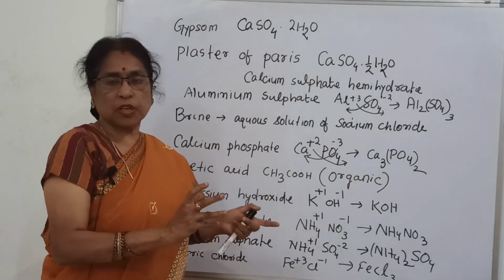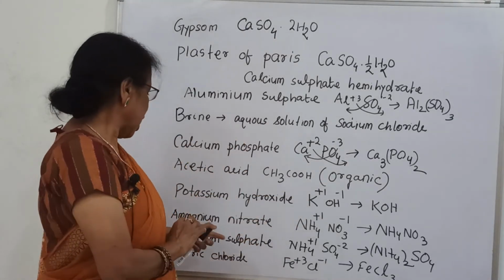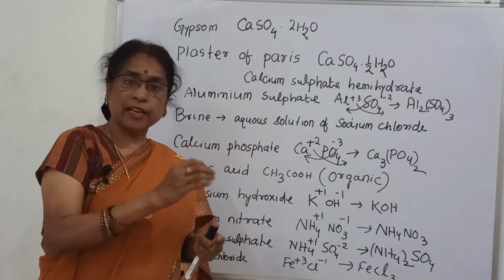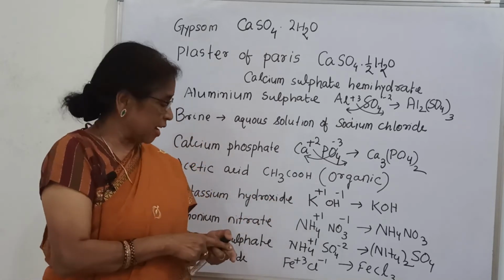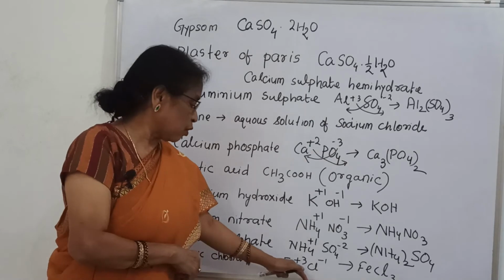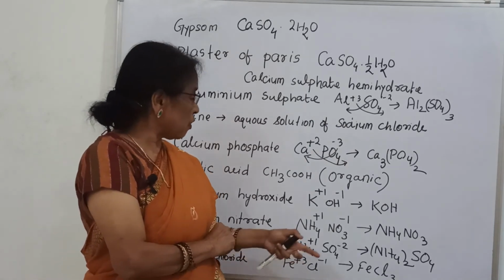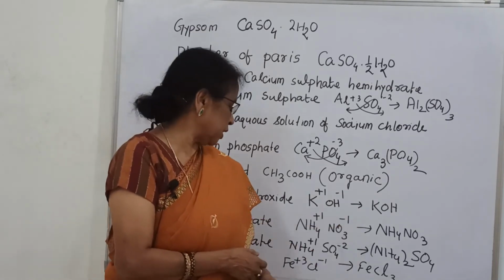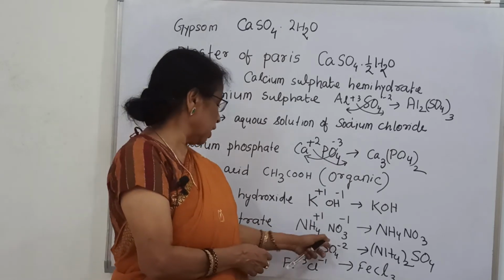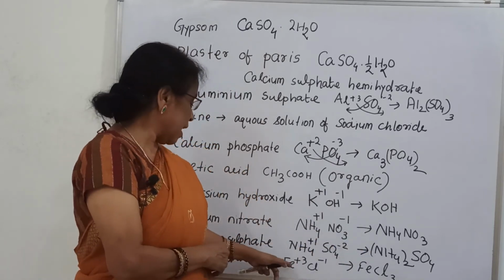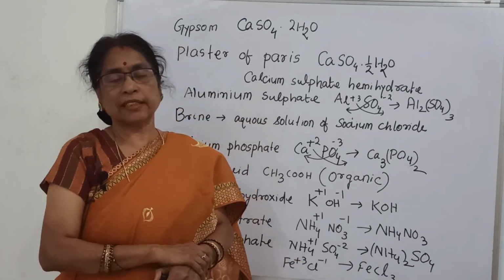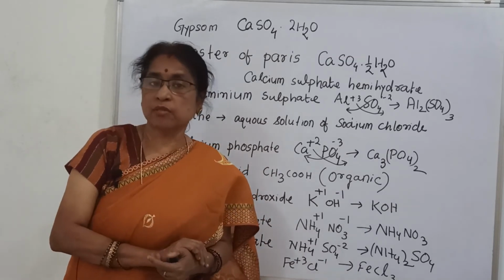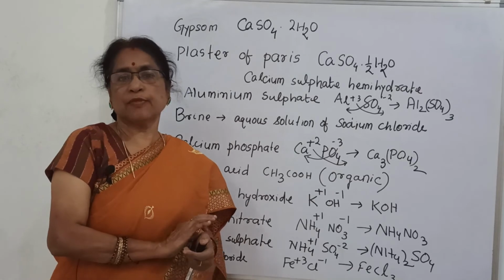Potassium hydroxide, K plus, OH minus, so formula KOH. Ammonium nitrate, ammonium NH4 plus 1, that is a monovalent cation. Ammonium sulfate here also, but nitrate is monovalent anion, sulfate is divalent anion, and chloride is monovalent anion. That is why here you can write NH4, there is 1, no change at all, so NH4NO3, but sulfate is minus 2, so 2 will come to here, so (NH4)2SO4, and Fe plus 3, Cl, so it is FeCl3.